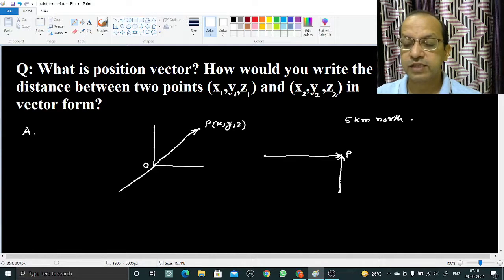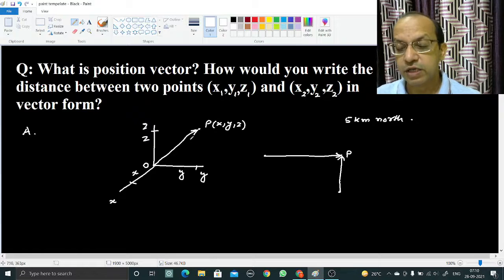So what are these coordinates x, y, z? x, y, z are three coordinates. Suppose these are x-axis, y-axis and z-axis. So x is the x component here, y is the y component here, and z is the z component here. What do they mean? They mean that to reach the point P, I need to move x distance along x-axis, y distance along y-axis, and z distance along z-axis.